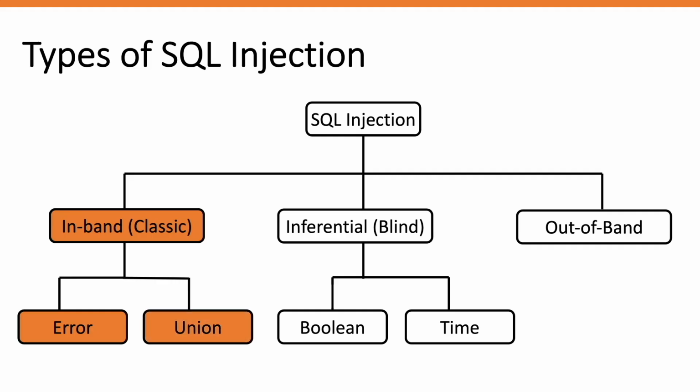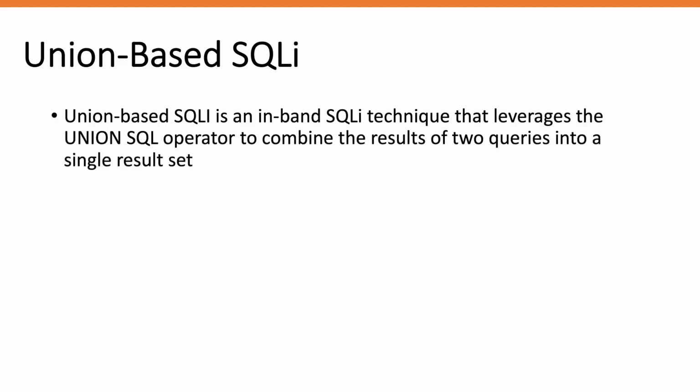Next, we have union-based SQL injection. Union-based SQL injection is a type of in-band SQL injection technique that uses the union SQL operator to combine the results of two queries into a single result set. Again, I mentioned in the previous couple of slides that I don't want to output just the result of the original query. I want to output a query of my choosing. And if an application is vulnerable to union-based SQL injection, then I get the ability to output the result of a query of my choosing and combine it with the result of the original query that the application is making.